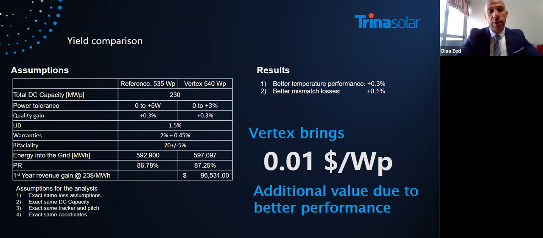So the yield comparison, when we are talking about the same reference module we are using in the Vertex module, we are making the assumption of the same losses, exact same DC capacity, exact same tracker and pitch, and exact same coordinates. So you will find that Vertex brings $0.01 per watt peak.